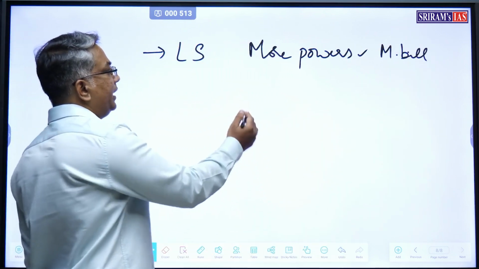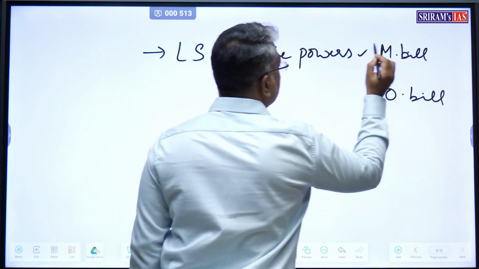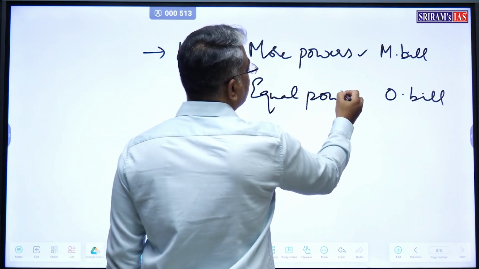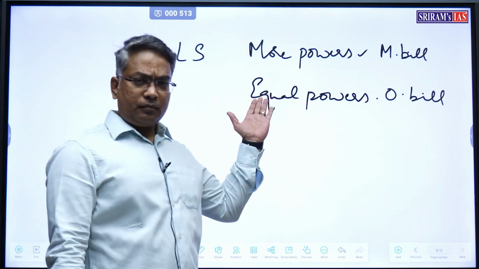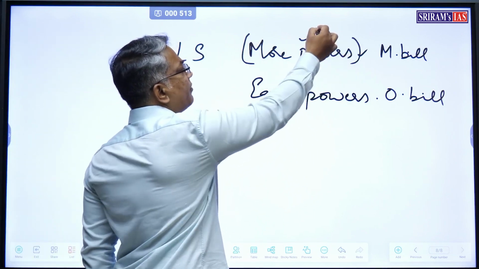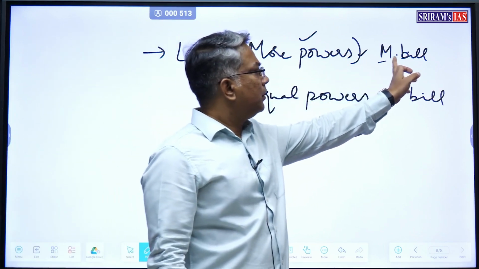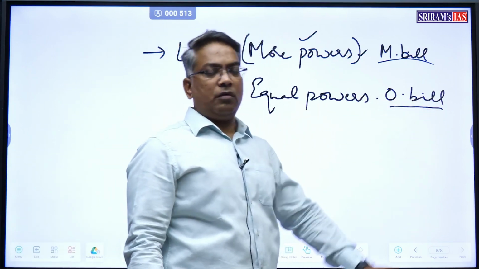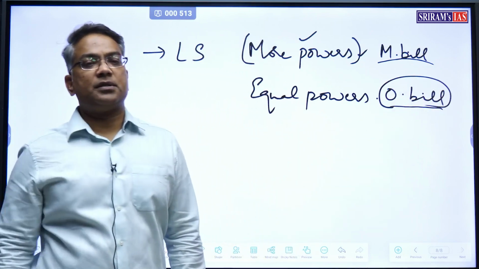But in relation to the ordinary bill, both Lok Sabha and Rajya Sabha have equal powers. Okay? So, from the above discussion, it is very clear that Lok Sabha has more powers in relation to the money bill in comparison with the Rajya Sabha. And with regard to the ordinary bill, both have equal powers.